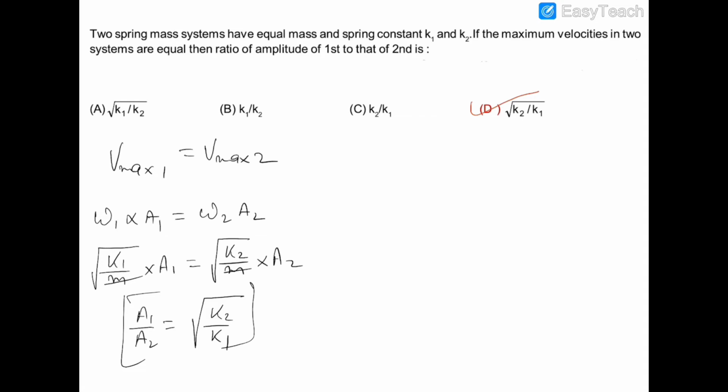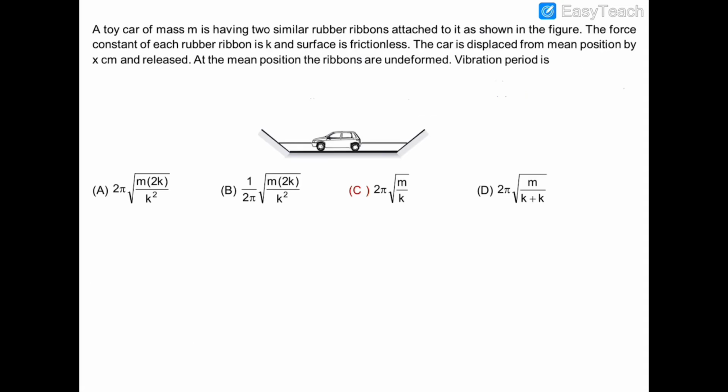Now let's move on to the next question. In this question, a toy car of mass m has two similar rubber ribbons attached to its ends as shown in the figure. The force constant of each ribbon is k, and the car is moving on a frictionless surface. The car is displaced from its mean position by a distance of x, and then it is released. So we have to find the time period of vibration. It is given that at the mean position the ribbons are undeformed.